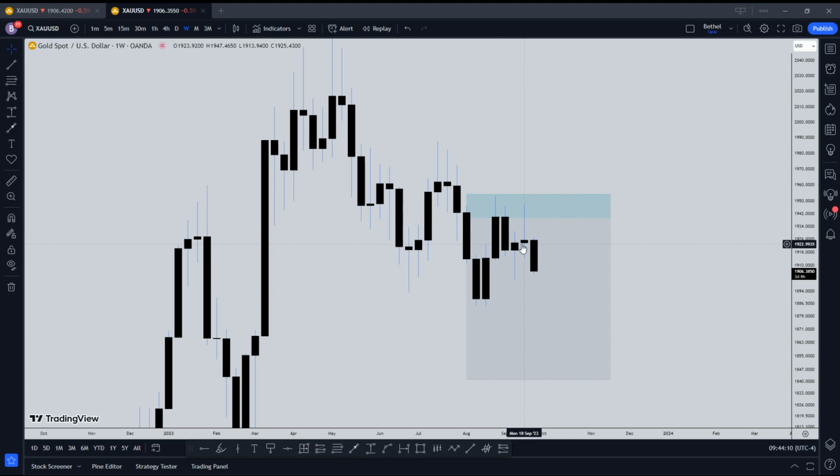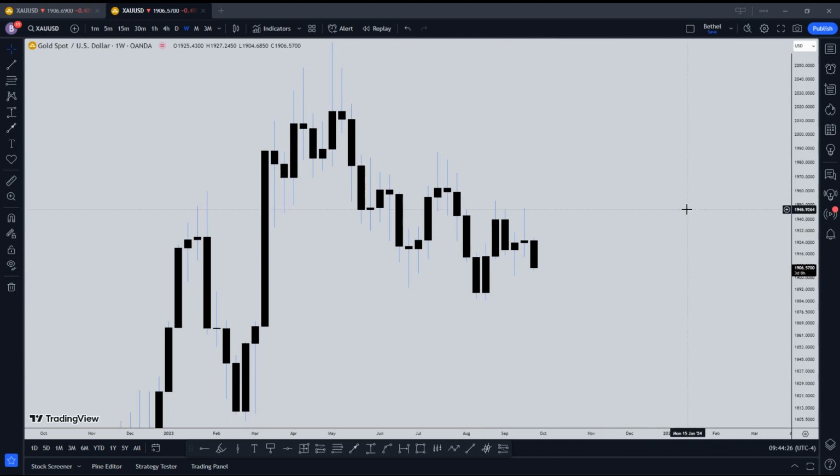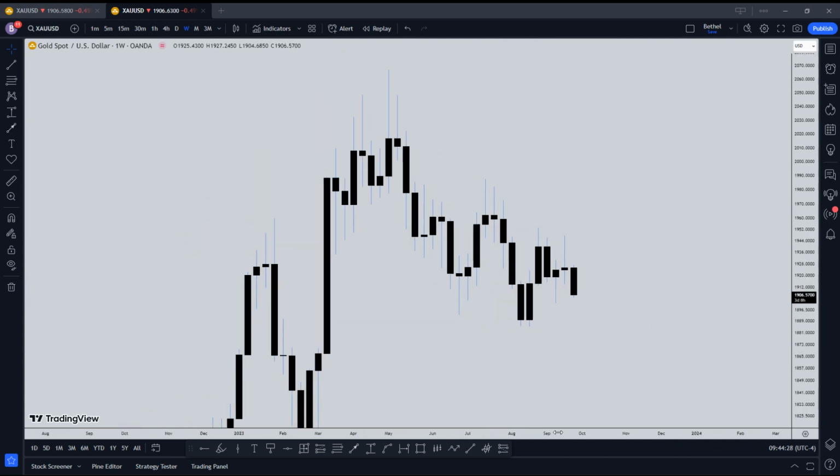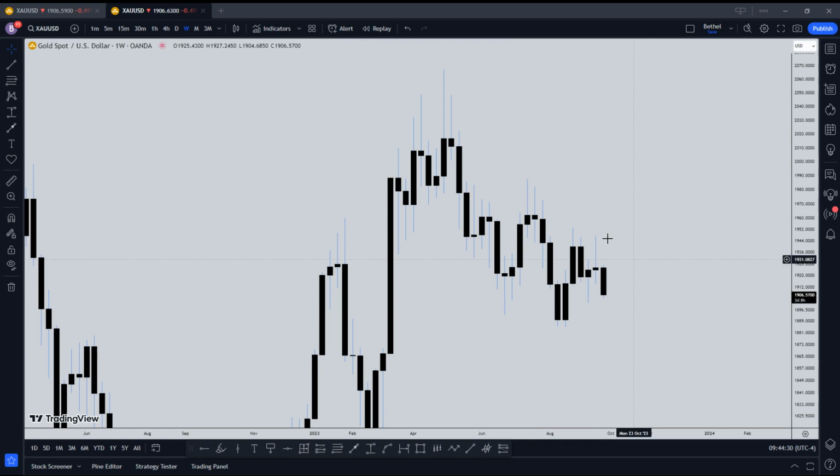Spike, spike, spike. This closure here just confirms that the bearish continuation is coming. So that means this week is totally bearish. And you can see what happened. We are actually bearish on the weekly. Okay, that's it for the weekly time frame.